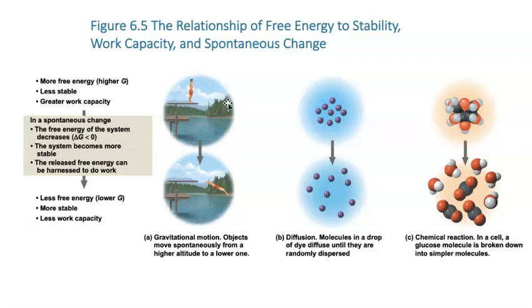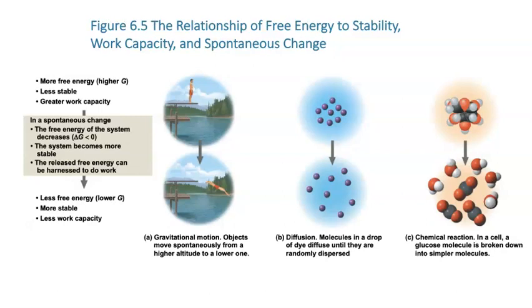So at the top here, we have a system that has higher G. It's got higher free energy, it's less stable, but there's a greater capacity to do work. That's true in all of these examples. The person at the top of the diving board, it's also true when molecules are tightly close together, as in diffusion, where they go less close together. And it's also true in chemical reactions where one molecule can be broken down into lots of subparts.